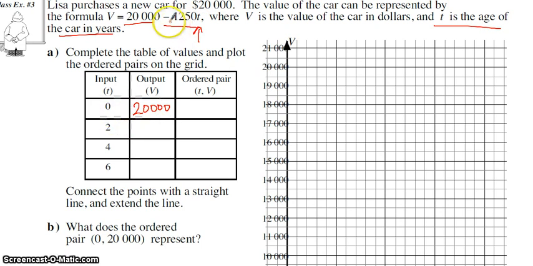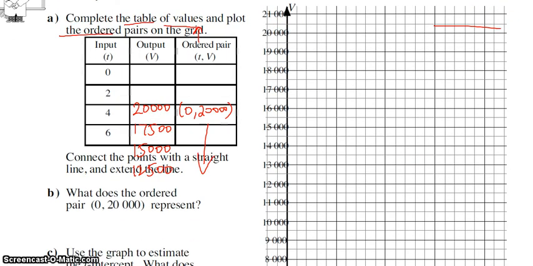Two years later, it reduces by 2,500, 2 times this, so it's 17,500. Four years later, 4 times this is 5,000. So the price is coming down, and coming down. The ordered pairs are just writing 0 and 2 together. Okay, you get it. And connect the dots with a straight line. So just coming down. Let me scroll down a bit.